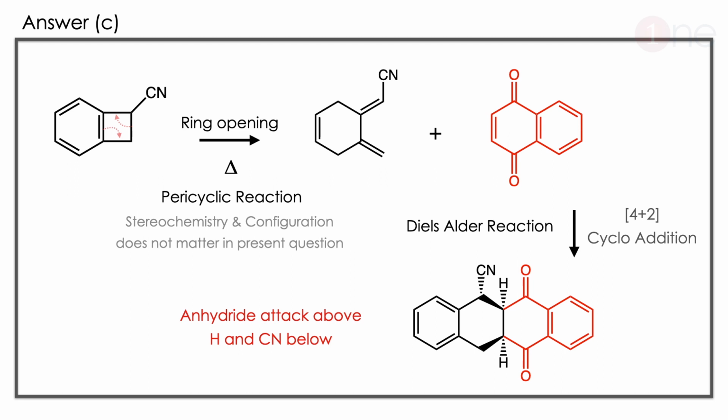Here we are attacking the conjugated diketone from the top. So CN and hydrogen will go below. So the product comes as C. Even though the products are very confusing, the answer is simple. Here you have to know 2 things. Ring opening reaction and Diels-Alder reaction.